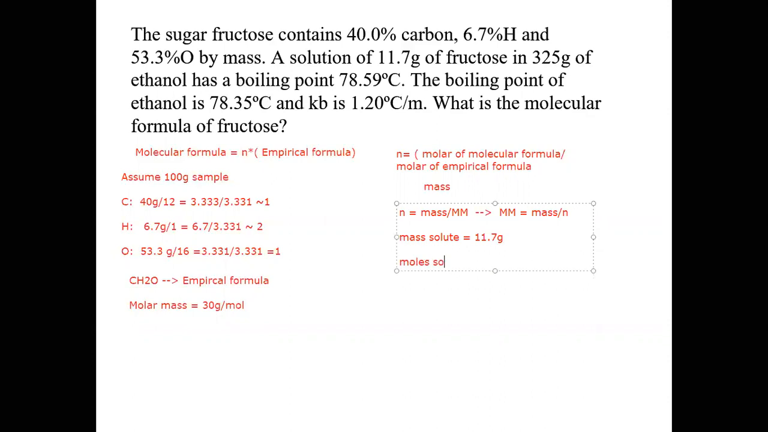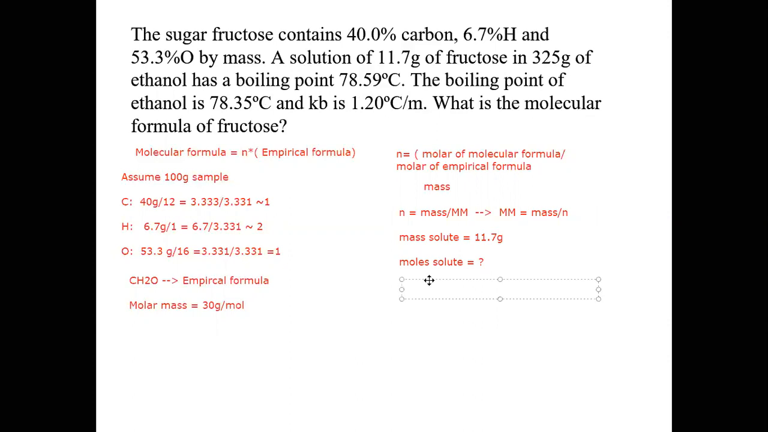The moles of solute, we don't know. So in order to solve this problem, we need to know the moles of solute. So we have to use the other information. We know it's 325 grams of ethanol. We know the boiling point of the solution. We know the boiling point of the pure solvent and the Kb.